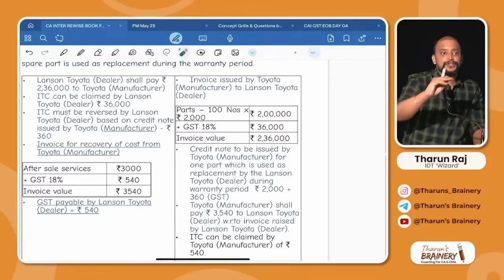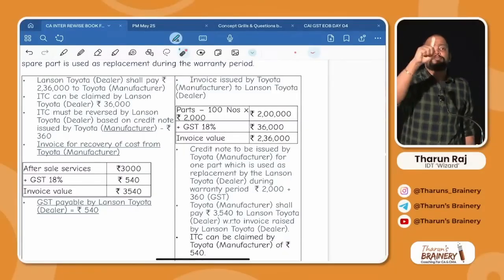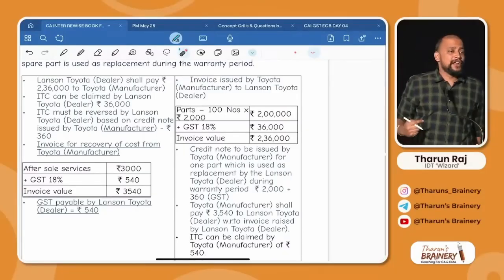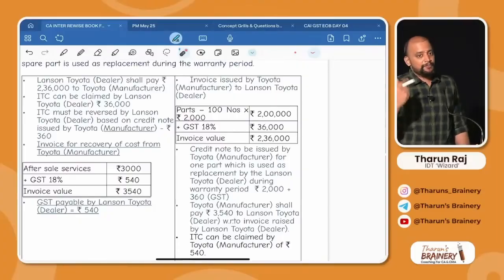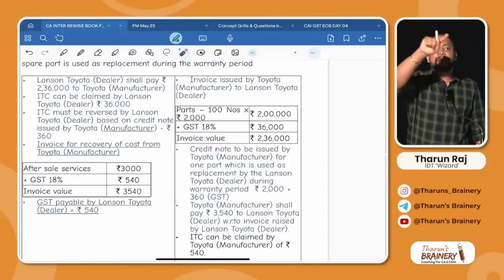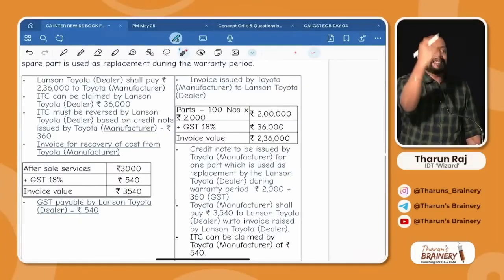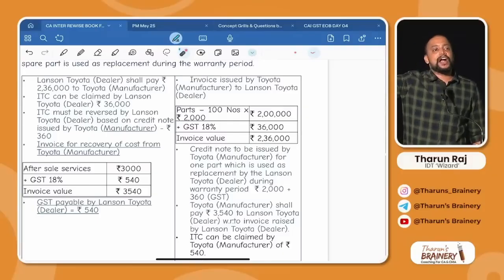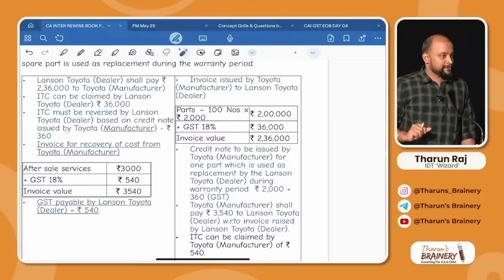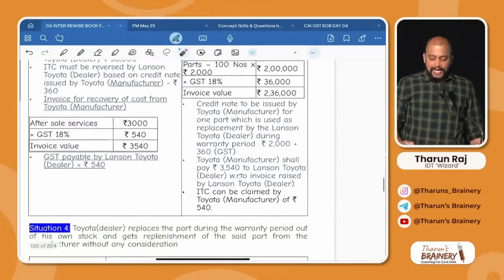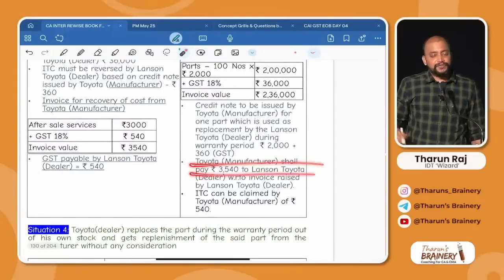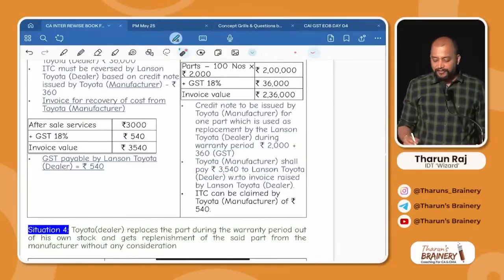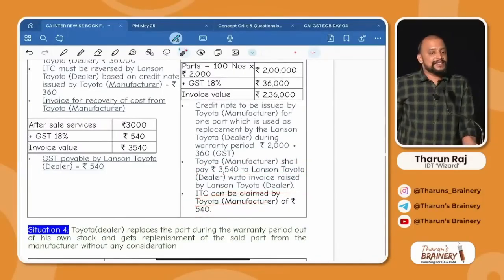So that I will reduce. I don't have to pay 36,000. I have to pay only for 99. Correct or not? So I will give you a credit note for one part. So 360 will be GST payable account debit, which means my liability gets reduced, to dealer account 2,360. Got it? Next. Thereafter, you have raised me an invoice for 3,540. That 540 rupees I will take as ITC.